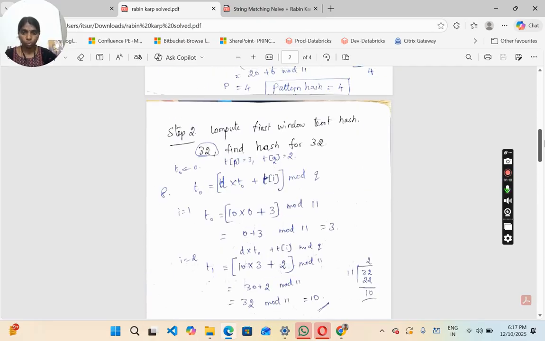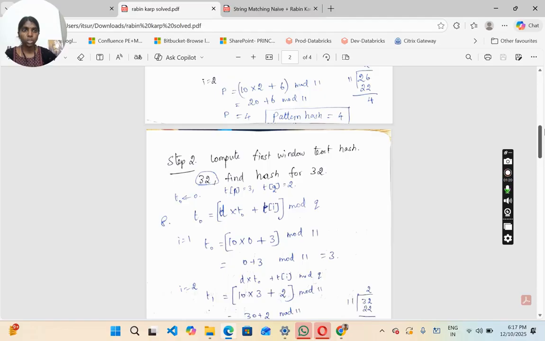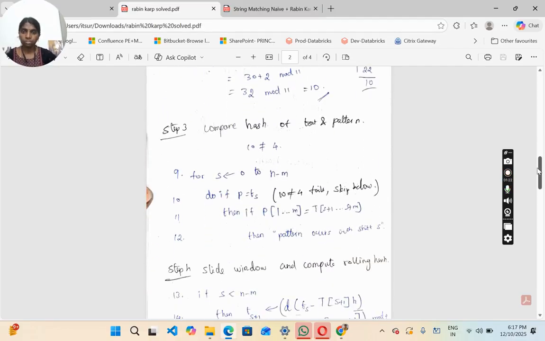Now we found the 10. 10 is not 4, so not equal to 4. Our pattern is not matching. Pattern 26 is not matching with 32. So here in the 9th step, we will be comparing P pattern to our TS, which is not matching. So we'll be skipping here.